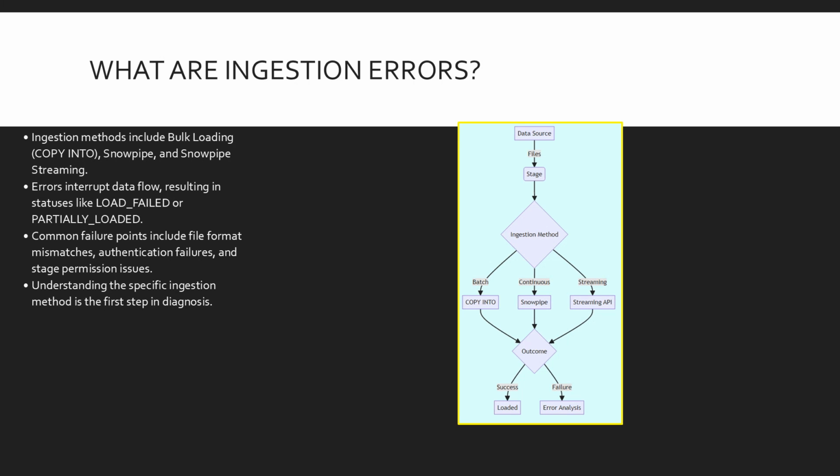To effectively troubleshoot, we first need to define what we are dealing with. In Snowflake, data ingestion happens primarily through bulk loading using the copy command, continuous loading via Snowpipe, or low-latency row loading with Snowpipe Streaming. An ingestion error occurs when this flow is interrupted, flagging files or rows with statuses such as load failed or partially loaded.